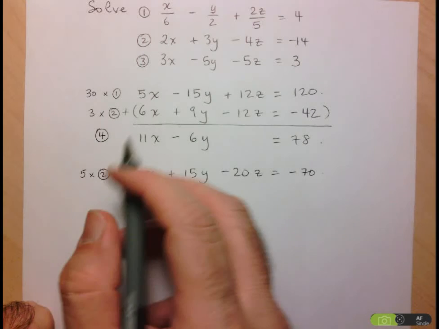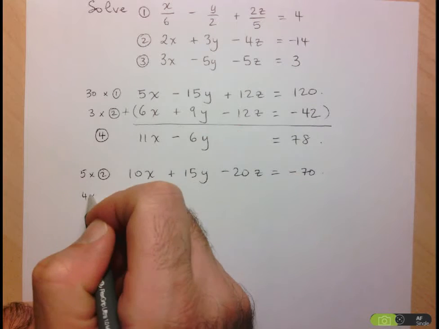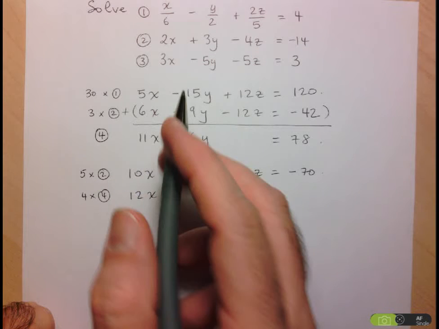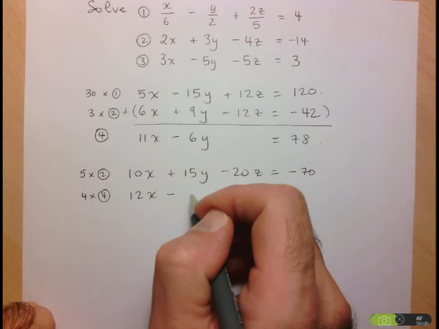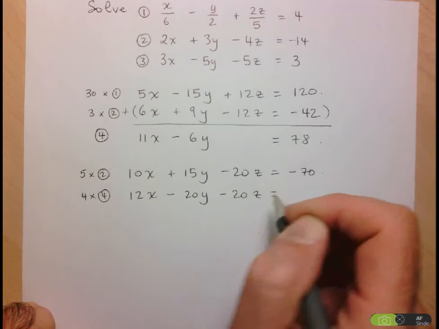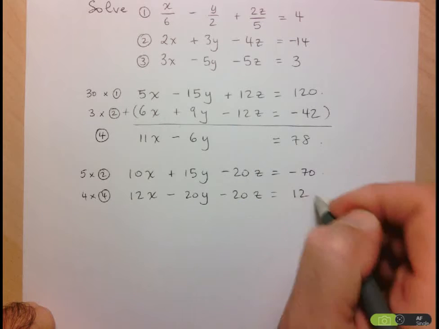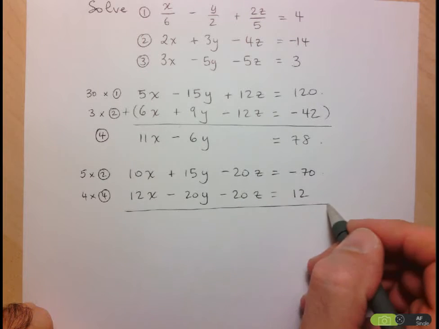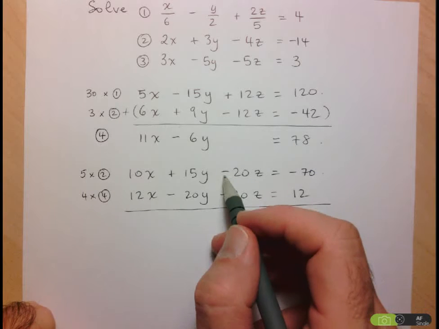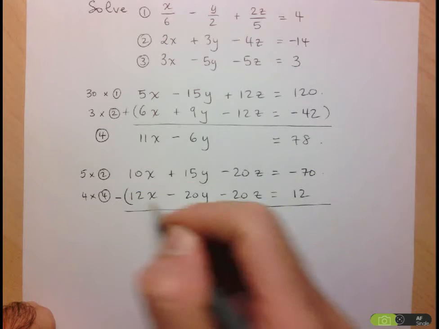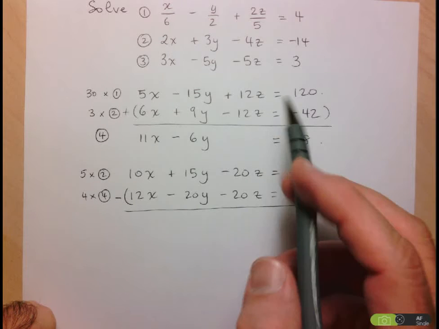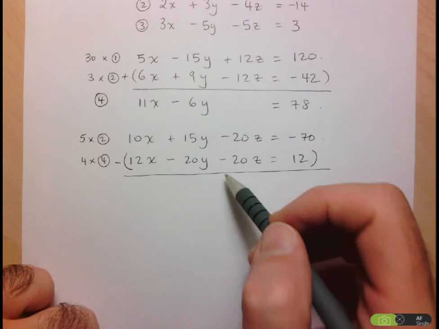Okay, and now we'll take equation 3 and multiply that by 4. Okay, so 4 times 3 is 12x, 4 times negative 5 is minus 20y, and then minus 20z, and 4 times 3 is 12. Now here, because the signs in front of the coefficient of z are the same, I have to subtract the equations. So remember, when the signs are different, you add. When the signs are the same, you subtract. Okay, so let's do that.